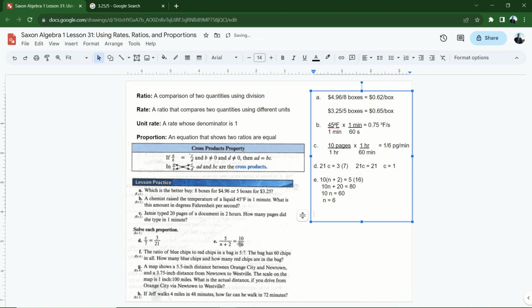Okay, letter F. The ratio of blue chips to red chips in a bag is 5 to 7. The bag is 60 chips in all. How many blue chips and red chips are in the bag? How are we going to figure this out?